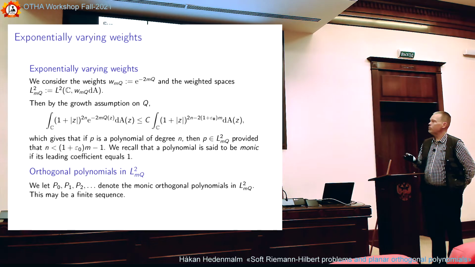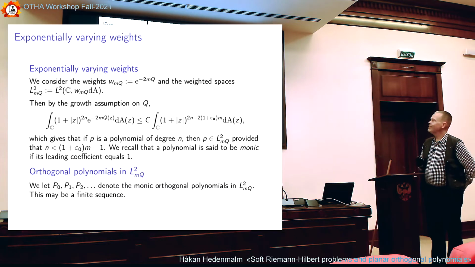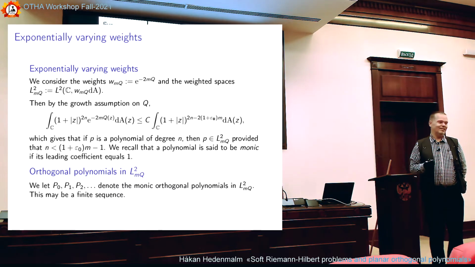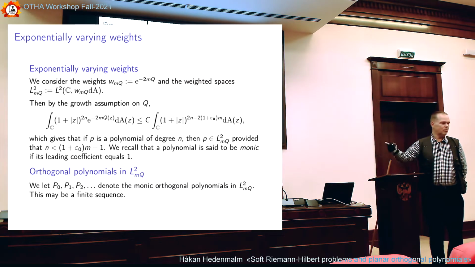We consider P0, P1, P2. These are the monic ones. Do you know what monic is? Does everyone know what a monic polynomial is? Maybe you're not sure. It's a polynomial whose leading coefficient is equal to 1. It's written there. Okay, good. So anyway, we consider these monic orthogonal polynomials, and observe that depending on our weight, it could be a finite sequence, maybe not going to infinite degree.